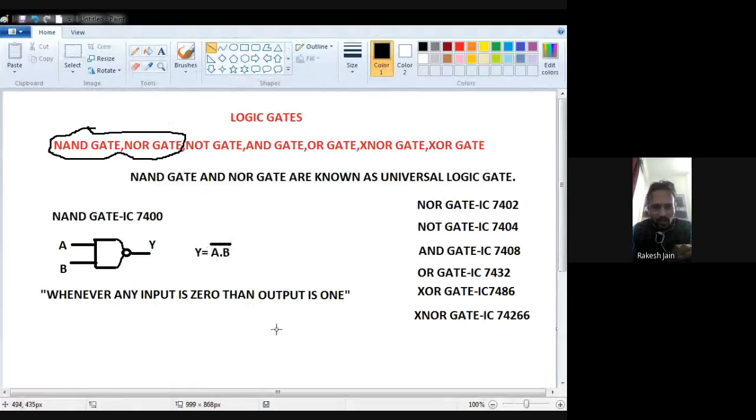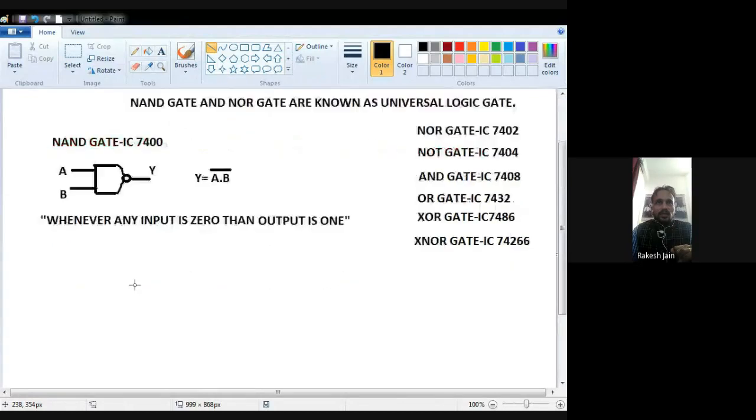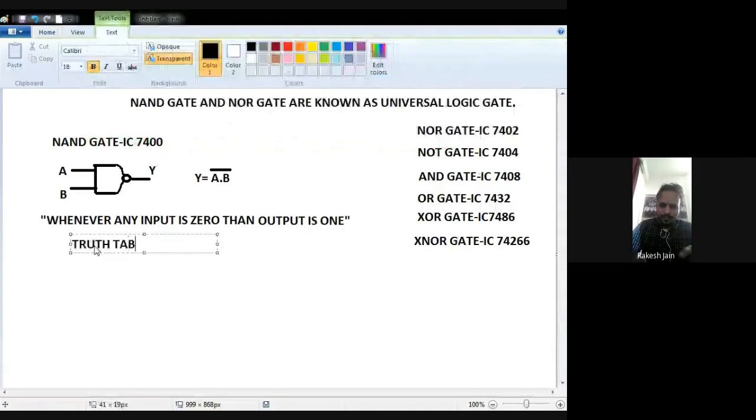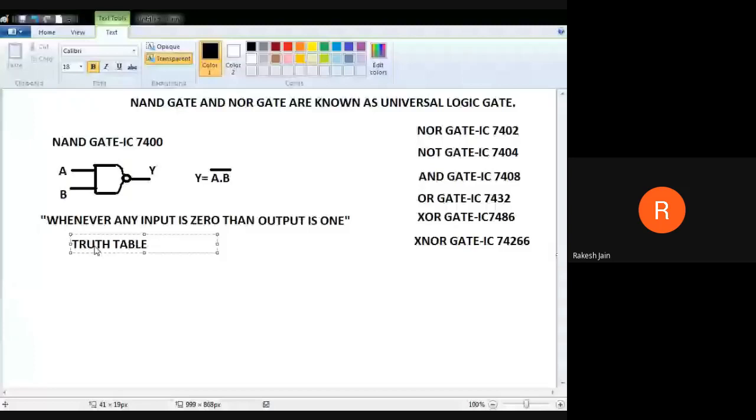What is the output equation for a NAND gate? What is the equation so that we can represent the NAND gate? So Y is equal to A dot B, A dot B having a bar over it. Y is equal to A dot B having a bar over it. This is the basic equation of a NAND gate. What is the IC number? 7400. What is the symbol? The symbol I just drew here. Whenever any input is 0, output is 1.